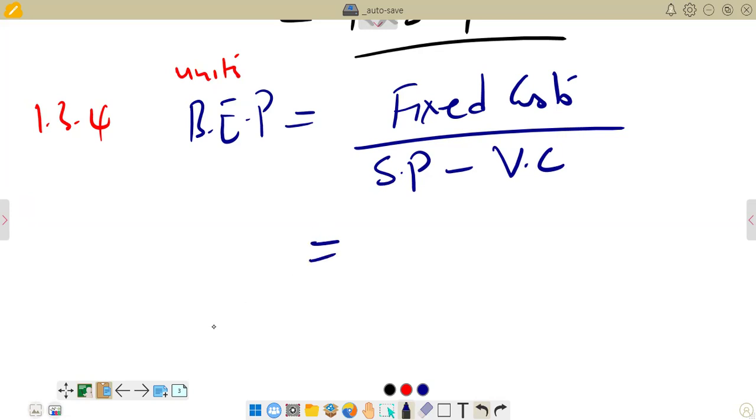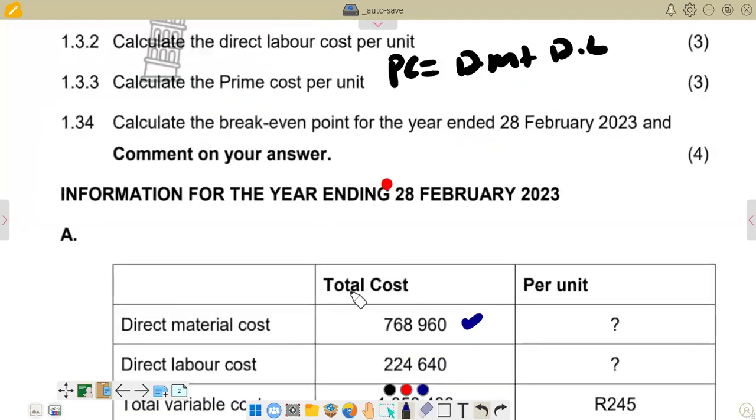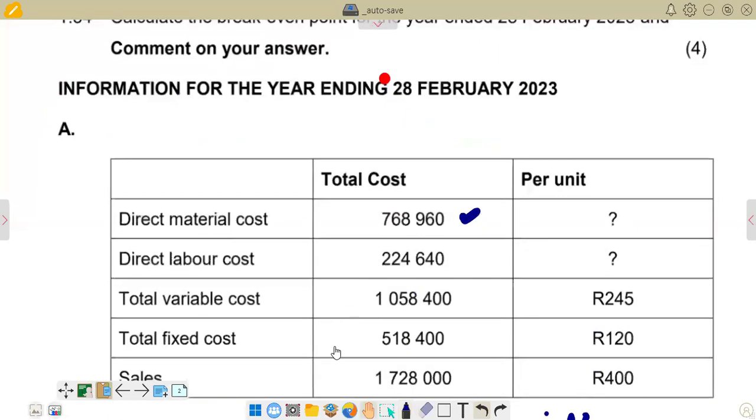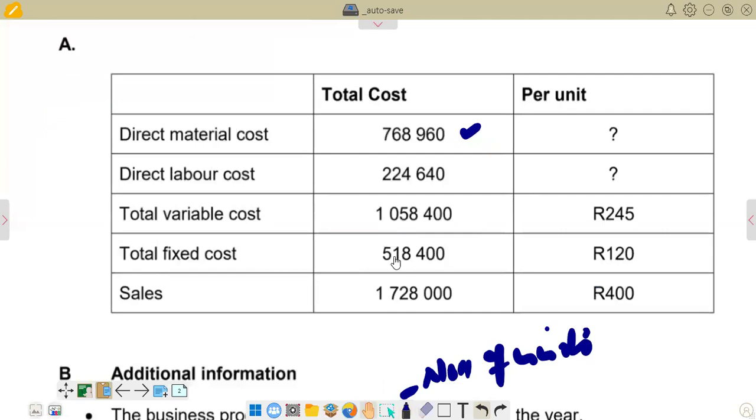So we go back to the question and try to find out about those figures. You come here, you see the figure for fixed costs; we are given it here. Total fixed cost is 518,400. And then our selling price per unit is 400. Then variable cost per unit is 245. So we are going to say 518,400 over 400 minus 245.